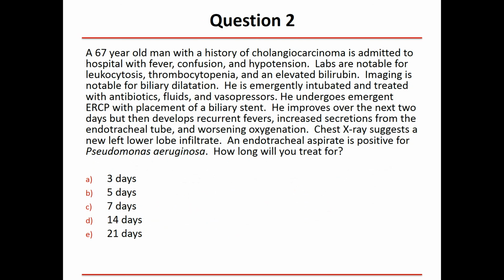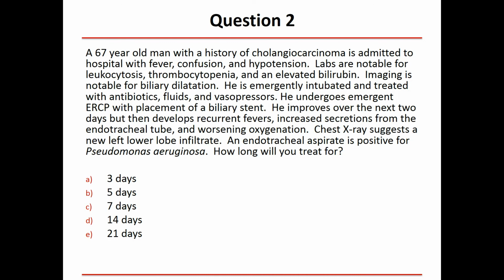Question 2. A 67-year-old man with a history of cholangiocarcinoma is admitted to hospital with fever, confusion, and hypotension. Labs are notable for leukocytosis, thrombocytopenia, and an elevated bilirubin. Imaging is notable for biliary dilatation. He is emergently intubated and treated with antibiotics, fluids, and vasopressors. He undergoes emergent ERCP with placement of a biliary stent. He improves over the next 2 days, but then develops recurrent fevers, increased secretions from the endotracheal tube, and worsening oxygenation. A chest X-ray suggests a new left lower lobe infiltrate and an endotracheal tube aspirate is positive for Pseudomonas aeruginosa. How long will you treat for?